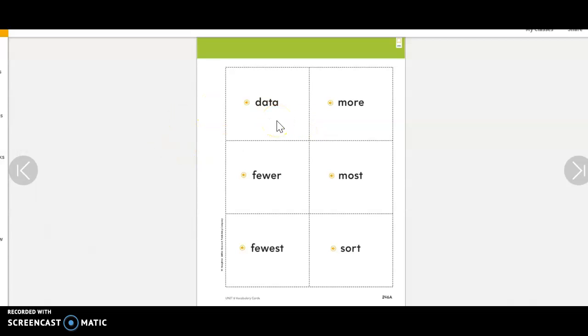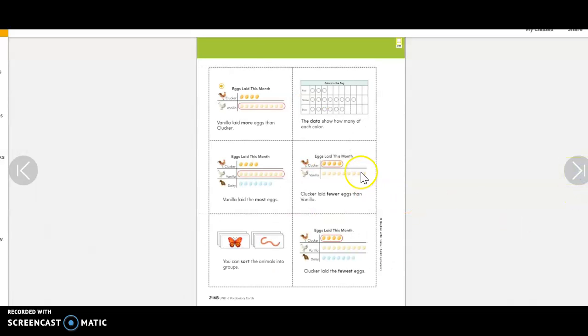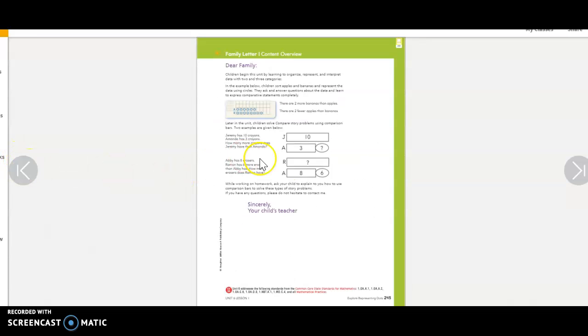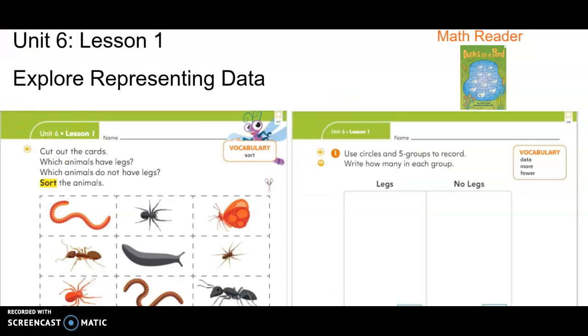I was supposed to do that at the beginning, but I make mistakes, sorry. Data, more, fewer, most, fewest, and sort. If you look on the back side of those, you can look at the picture and look at the description to kind of help you understand what those words mean. Okay, there's also a family letter at the beginning for moms and dads or for teachers to read and send home to make sure that parents know what we're learning in class. Okay, so I want you to go ahead and do that.